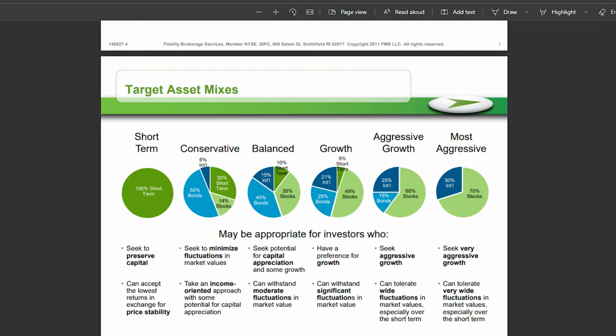But for someone that has more of aggressive growth, this is a person that's seeking aggressive growth. They can tolerate wide fluctuations in market values, especially over the short term. So a lot of what we're experiencing now is a lot of market volatility. A lot of people young like myself are not really worried, because we understand that we have at least 40 years before we're going to have to rely on our retirement savings. So this chart is very good for understanding the different asset mixes, and as you develop your investment strategy, it's important to understand how these different asset mixes can impact not only yourself but your family and your investments over the long term.